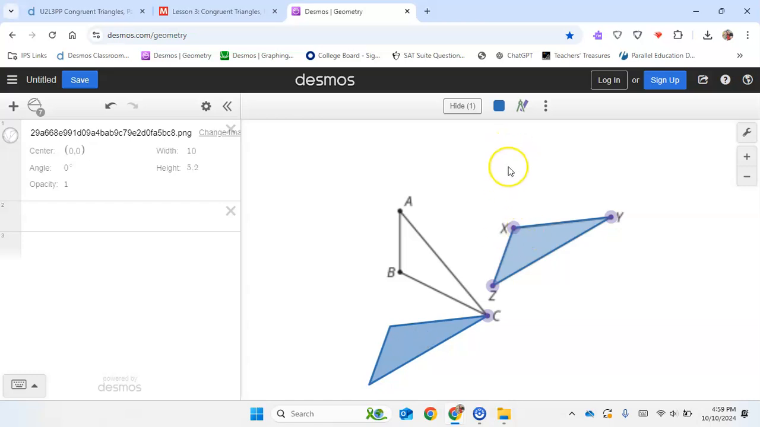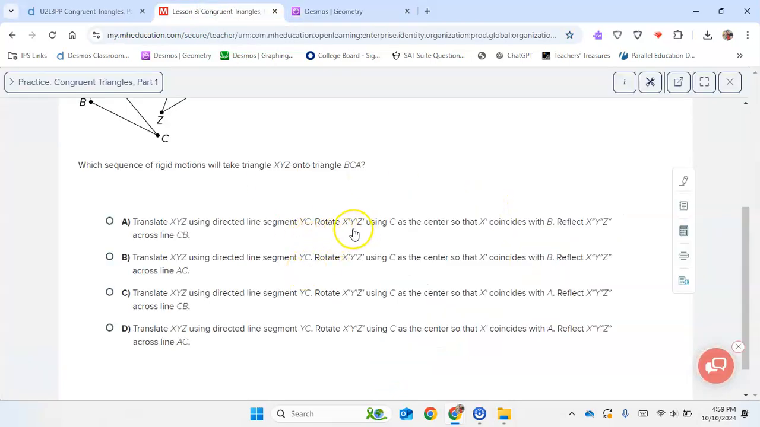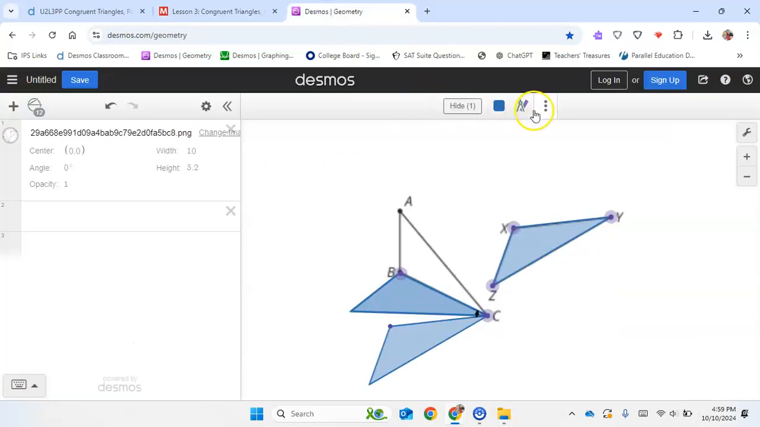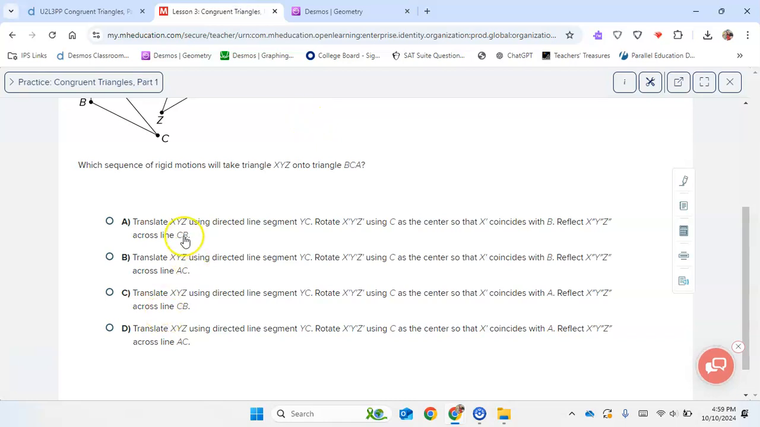Rotate about center C from X prime to B. Rotate X prime, Y prime, Z prime using C as the center so that X prime coincides with B. That is correct. Reflect XYZ. We're going to reflect it over BC. Reflect it over CB. Yeah.